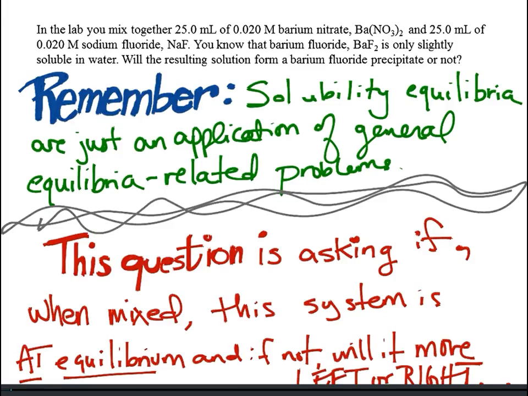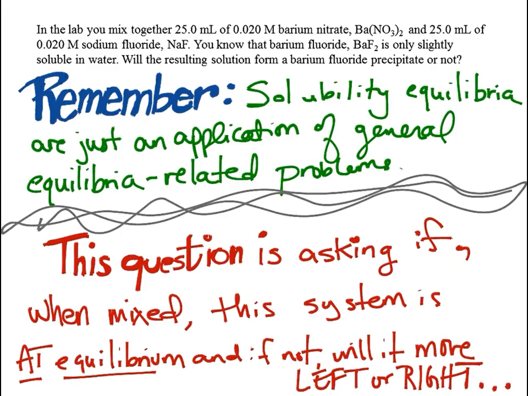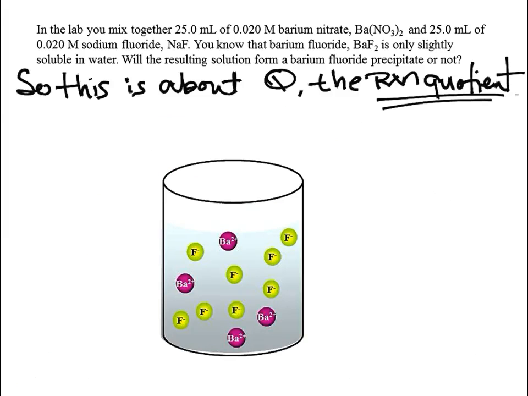And so remember, solubility equilibria are just an application of general equilibria related problems. So this question is asking you, when you mix these two together, is the system at equilibrium? If it's not at equilibrium, will it proceed to the right or to the left as it achieves equilibrium? So this is really a question about reaction quotient. It's a question about Q, okay? So you're given concentrations that are mixed together, and you're asked, are we at equilibrium or not? Which is basically what it's saying. Is it going to precipitate or is it not going to precipitate? So that's what we're going to look at here.